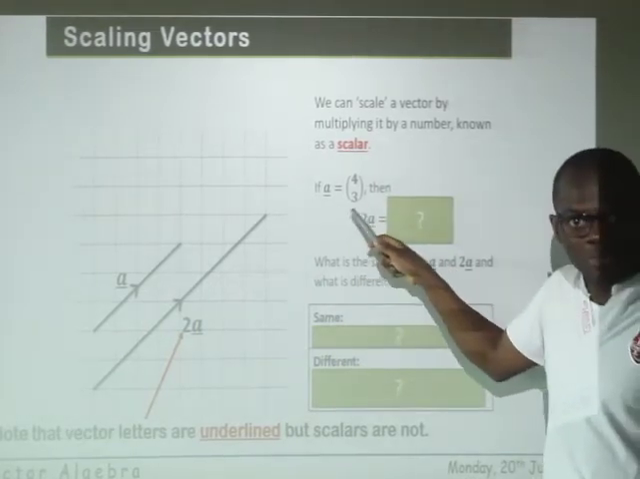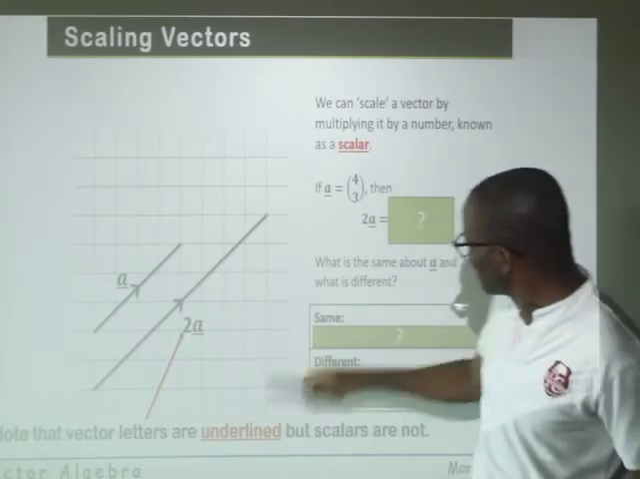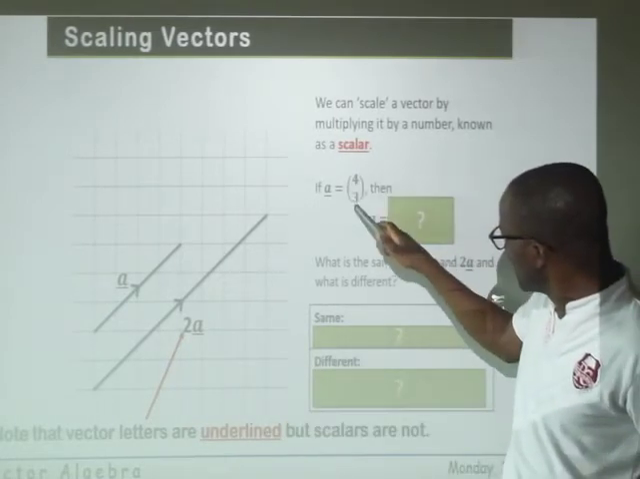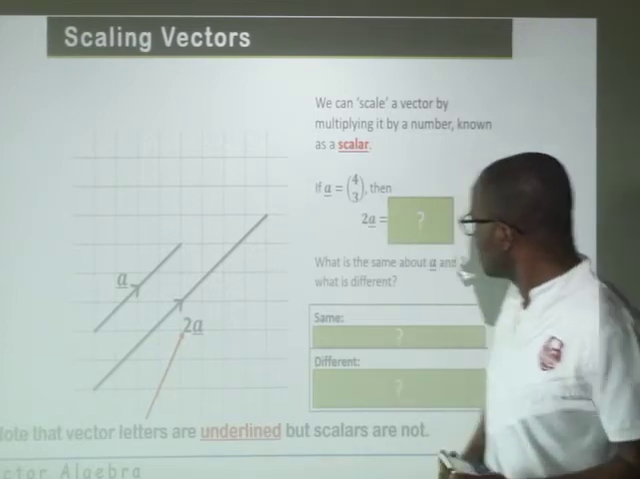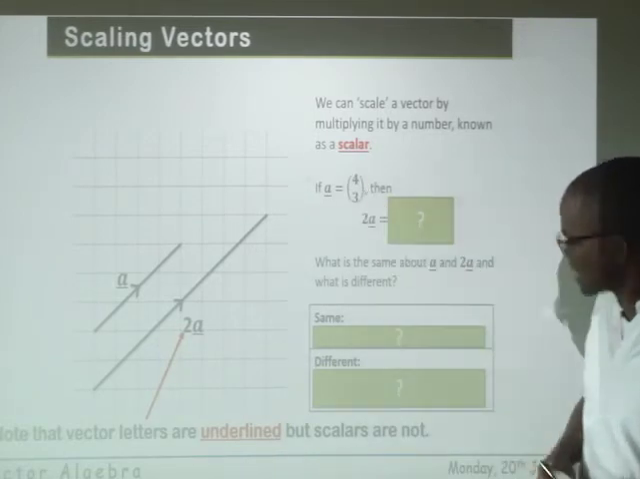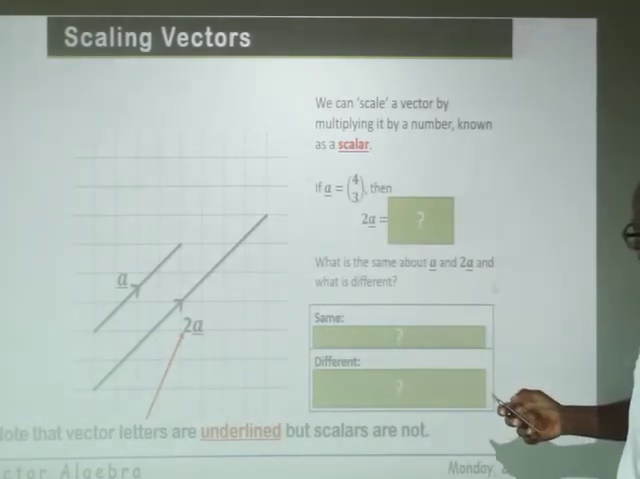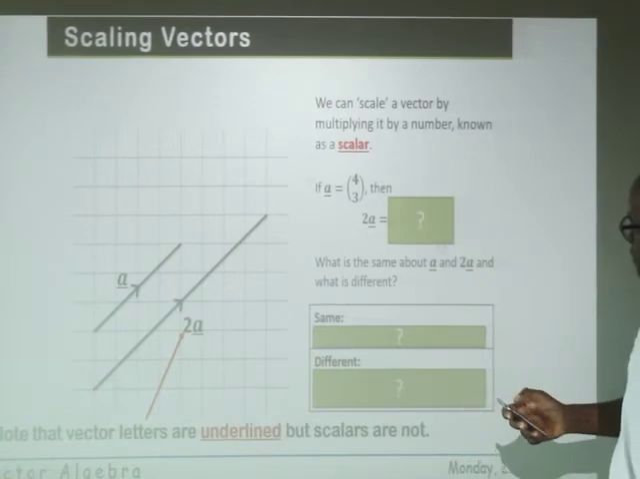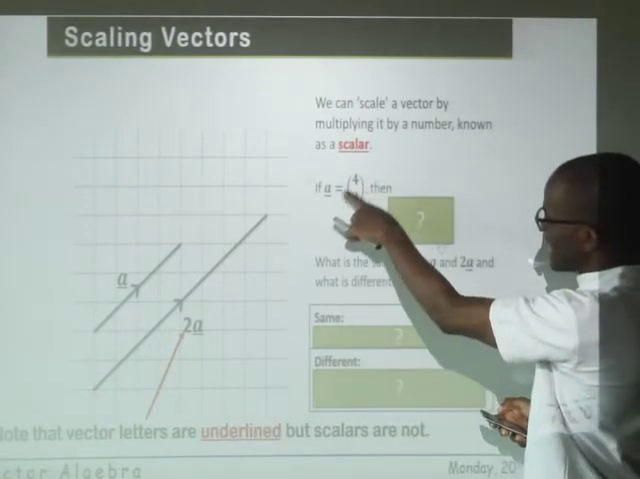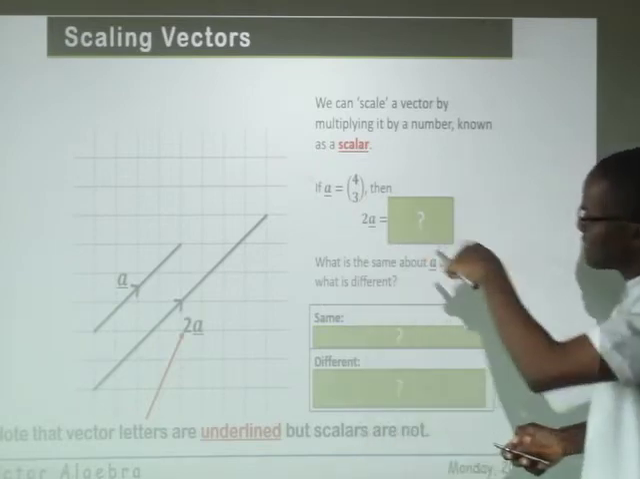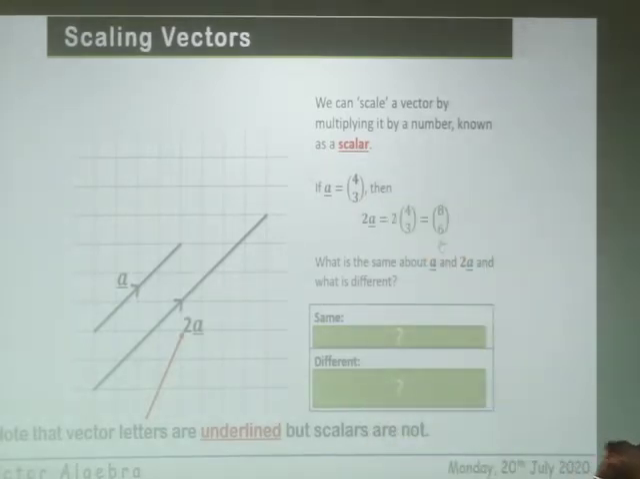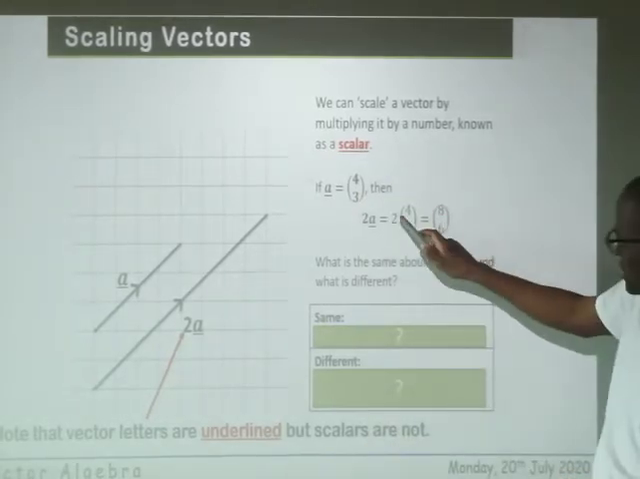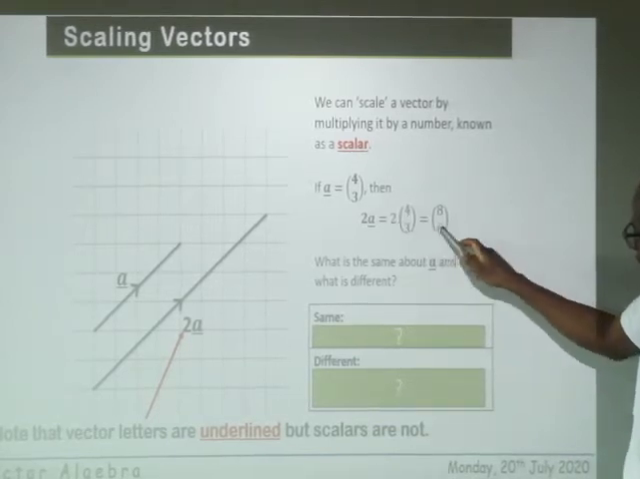You're multiplying 2 by the vector, and that's simply going to give you 2 times 4, and then 2 times 3. Let's review what we have here so you can all see. So 2A will be 2 times 4, that's 8, and then 2 times 3, that's 6. So 2A is (8, 6).